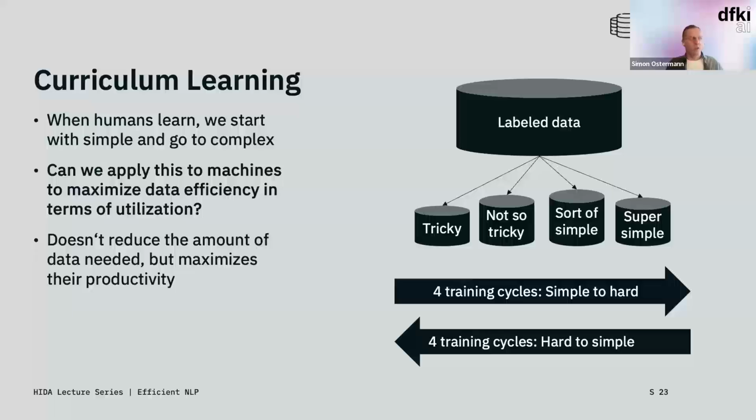And then you have machines learn, right? So you either say, okay, you have 4 training cycles, you learn simple to hard, or you learn hard to simple. And actually, funny enough, the latter has been shown to work often better for machines. Often machines learn better if you show them the most specific, the most difficult examples first, and then go to the simpler ones. So they kind of learn the other way around than humans do.